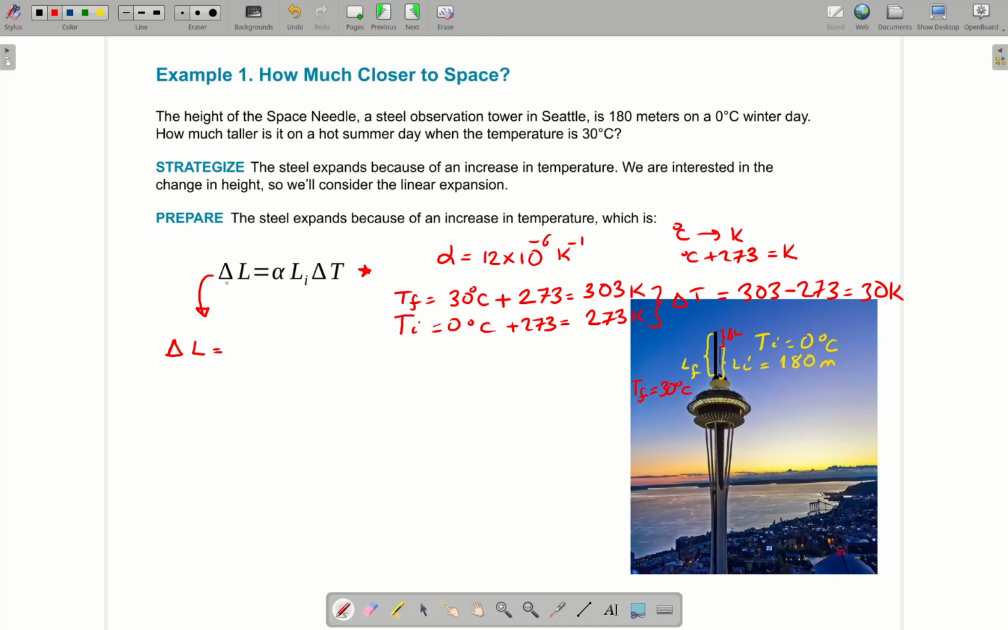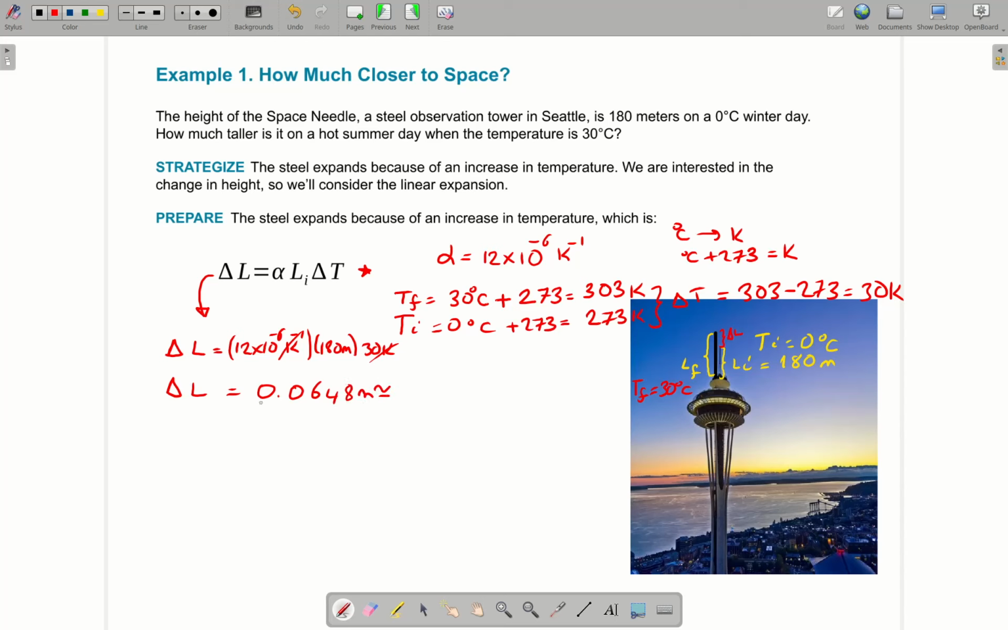All right, I'm going to find now the amount of expansion. It's alpha L initial delta T. My alpha is 12 times 10 to the minus 6 Kelvin to the minus 1. L initial was 180 meters. And delta T is 30 Kelvin. Notice how Kelvin cancels Kelvin to the minus 1. So I'm going to get meters here. Delta L will be a small number here, about 0.0648 meters.